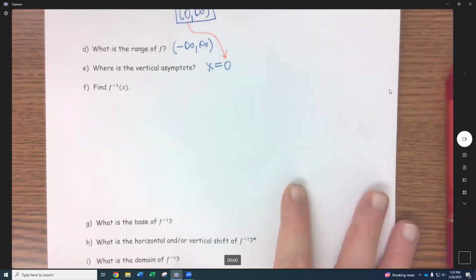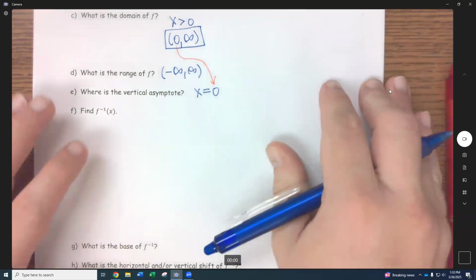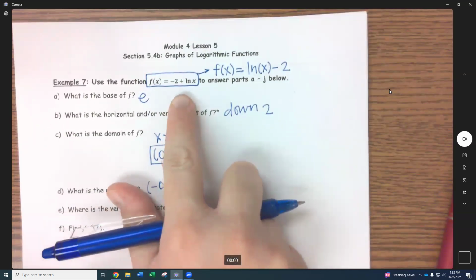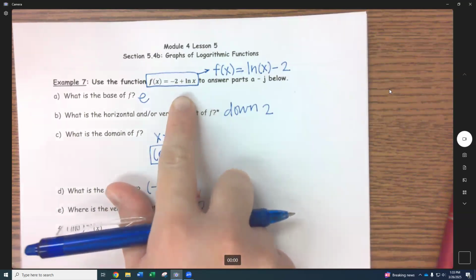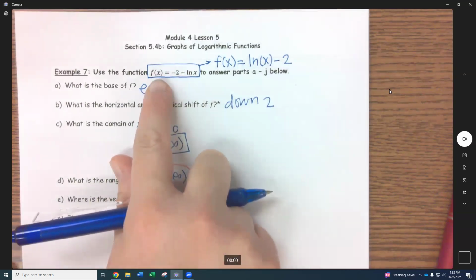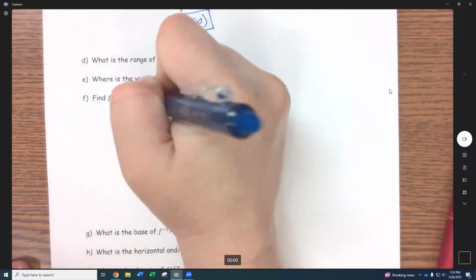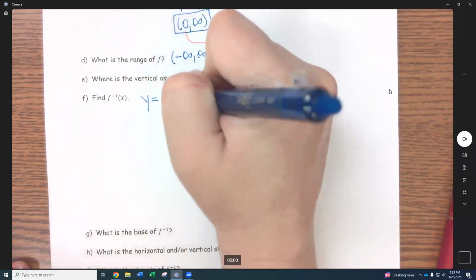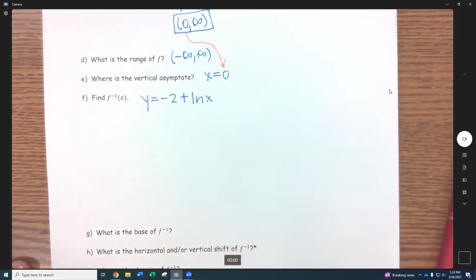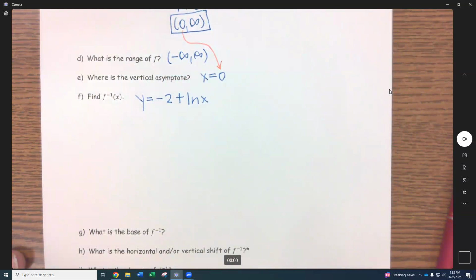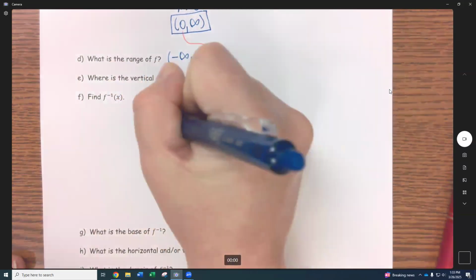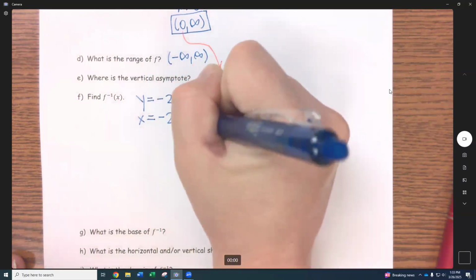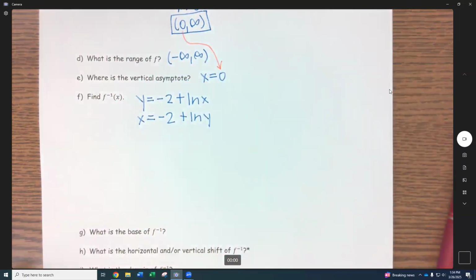Okay, now we need to find the inverse. So I am going to write this the original way because it's not that big of a deal. But I am going to start off with step 1, replacing f of x with y. So this is y equals -2 plus the natural log of x. Okay, step 2 is to switch your x and y. So x equals -2 plus the natural log of y. And step 3 is to solve for y.